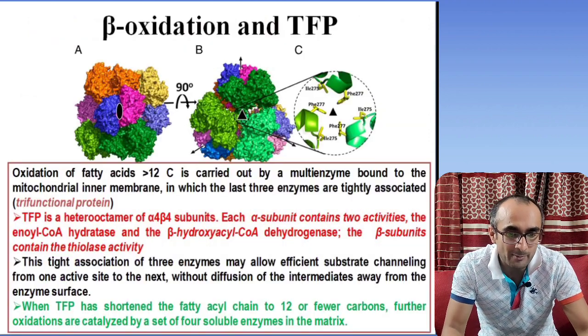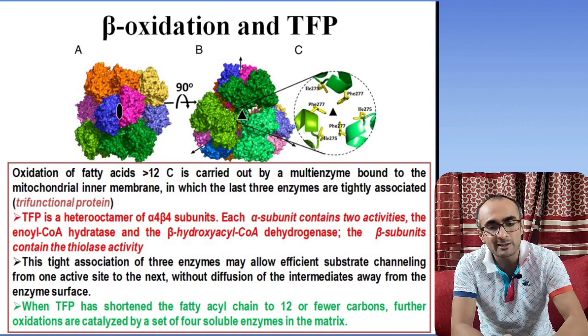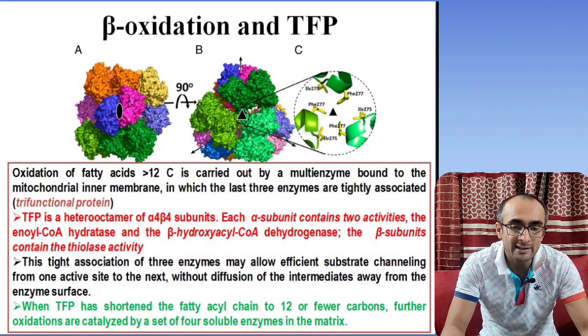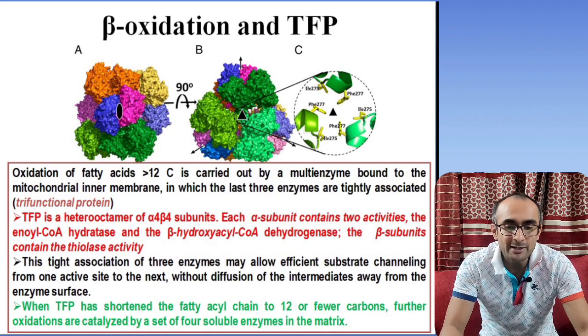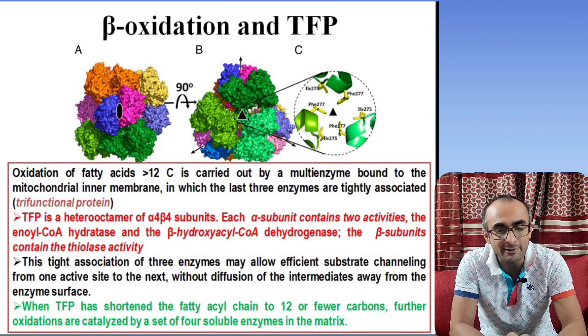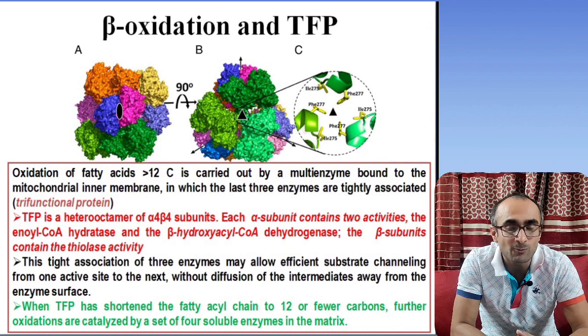There is one more thing to remember in beta oxidation. The last 3 steps of beta oxidation, which are catalyzed by enoyl coenzyme A hydratase, beta hydroxyacyl coenzyme A dehydrogenase, and thiolase, the final step. ये तीनों enzyme activity that is present in case of complex form.